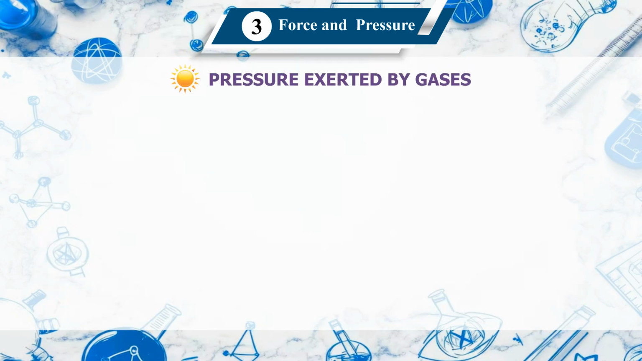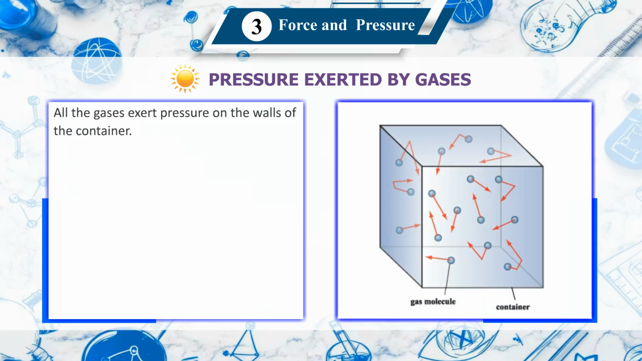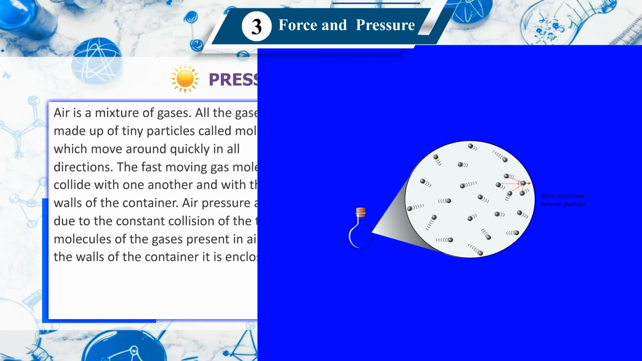Pressure exerted by gases. All the gases exert pressure on the walls of the container. Air is a mixture of gases. All the gases are made up of tiny particles called molecules, which move around quickly in all directions. The fast-moving gas molecules collide with one another and with the walls of the container. Air pressure arises due to the constant collision of the tiny molecules of the gases present in the air with the walls of the container in which it is enclosed.